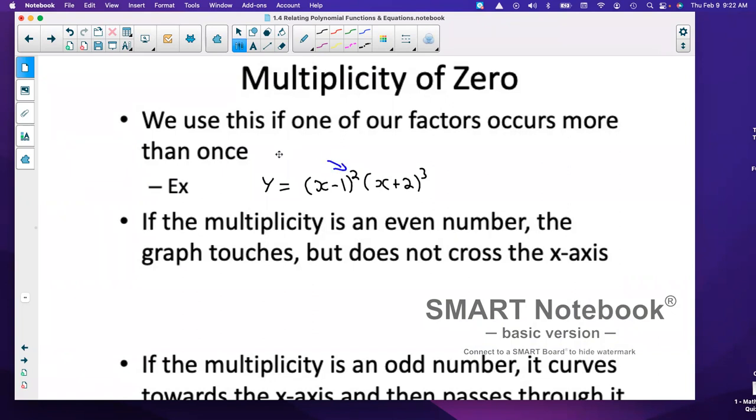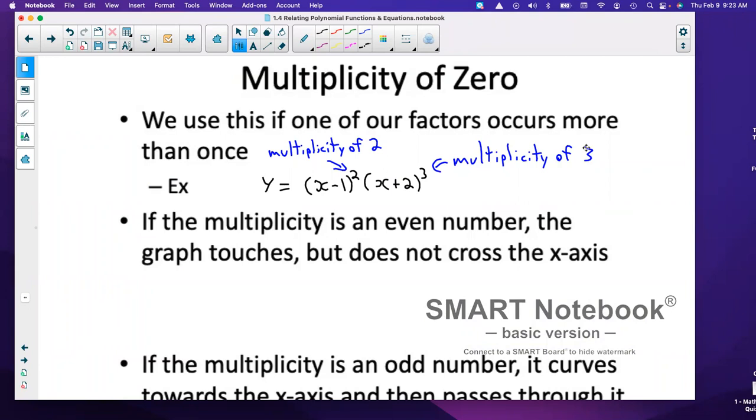Now this one we would say has a multiplicity of 2. And this one has a multiplicity of 3. So essentially our multiplicity number is just our exponent.